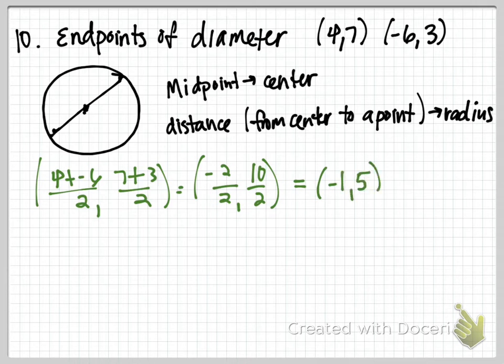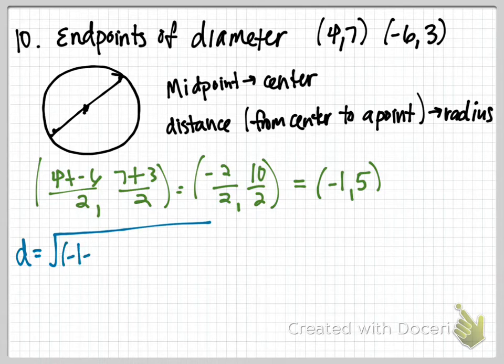Now, do the distance formula to find your radius. Remember, you have to use the center and one of your other points. You don't use the endpoints of your diameter because that finds your diameter, not your radius. So you're going to go ahead and use the point negative 1, 5, and either one, 4, 7, or negative 6, 3, it doesn't matter. I'm just going to go ahead and use 4, 7.